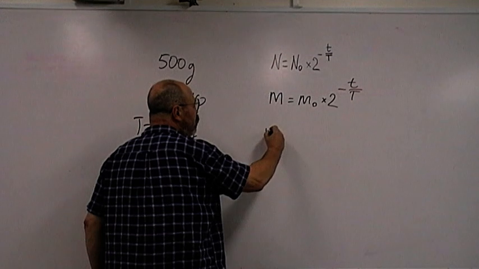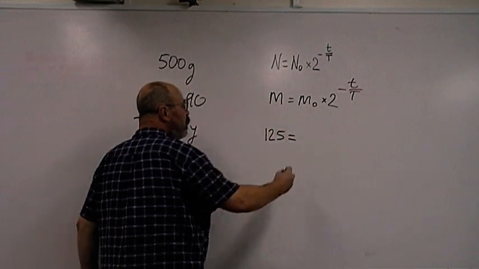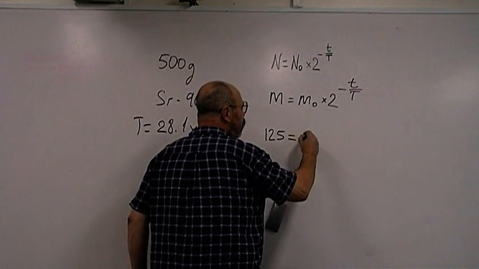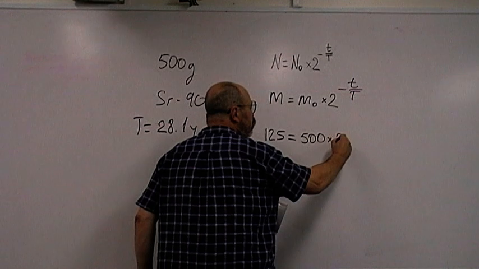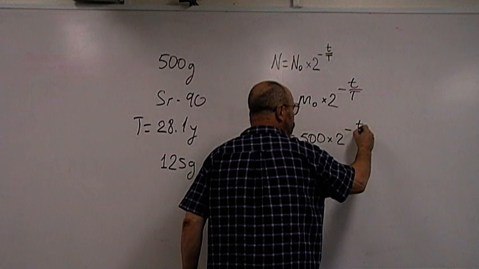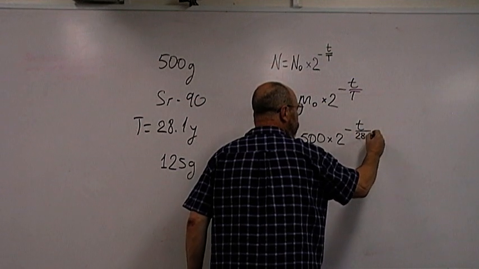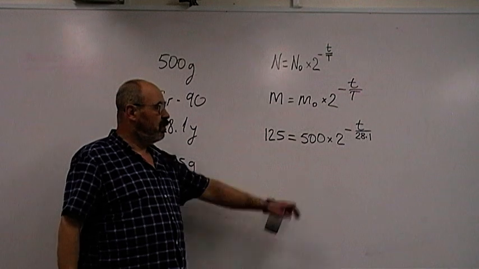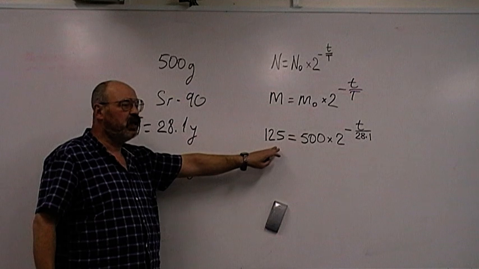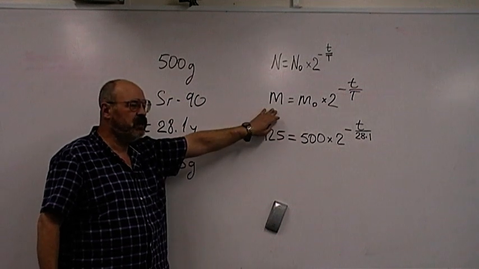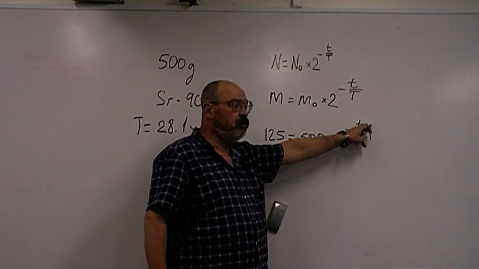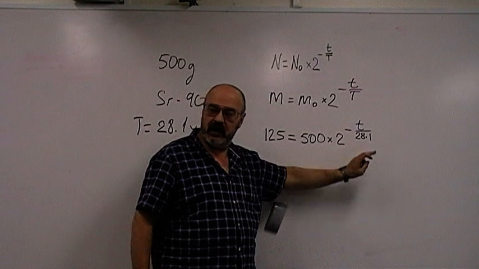So we have 125 equals 500 initial, times 2 to the power negative, we're looking for time, unknown time, and the period is 28.1. I've substituted numbers into the formula: final mass 125 grams, initial 500, the time that we're looking for, and the period of half-life 28.1.